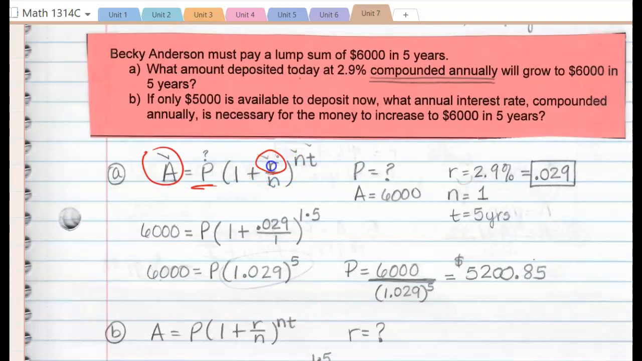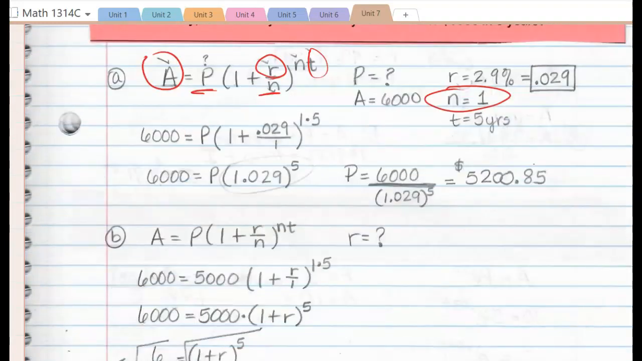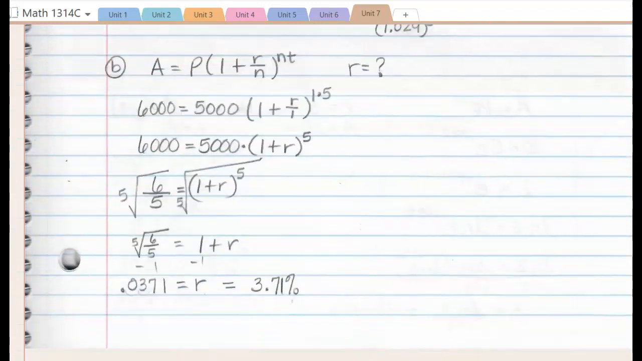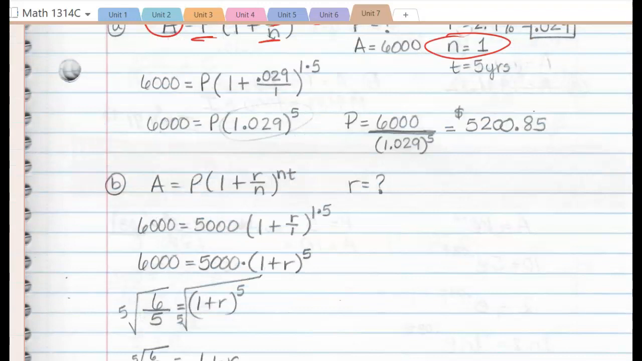We know the interest rate is 2.9%. N is equal to 1 because they're doing it annually. And then T, she has 5 years to leave it in there. And so we know everything except for P, our principal. So I just want to let you know that we can go in and solve these. We're not going to do it for this particular test, but I want you to get the idea about compounded interest and how that is calculated.